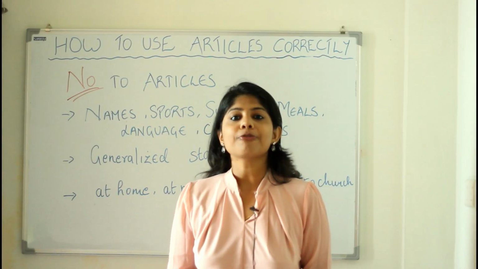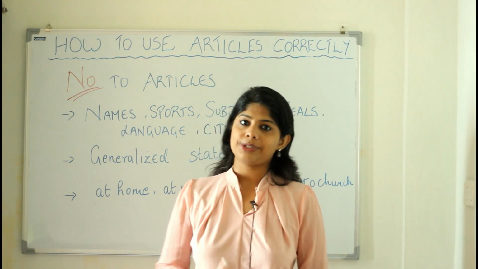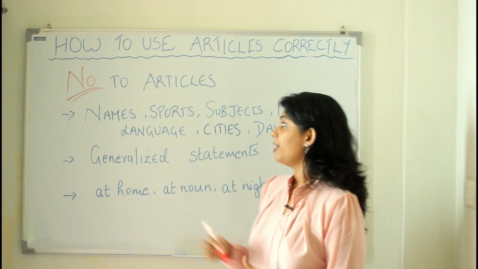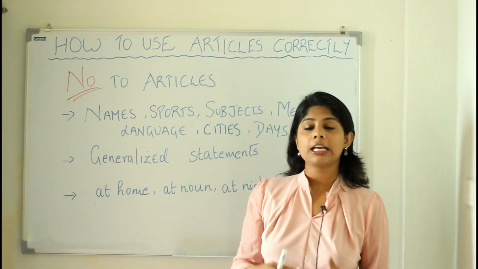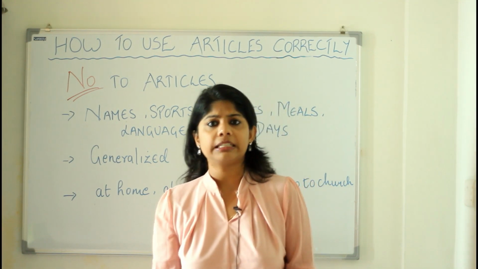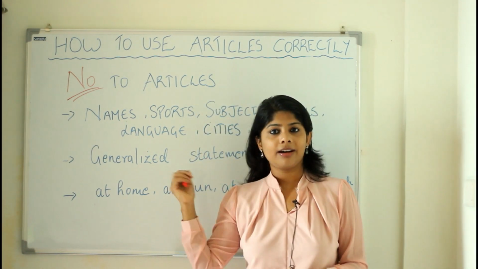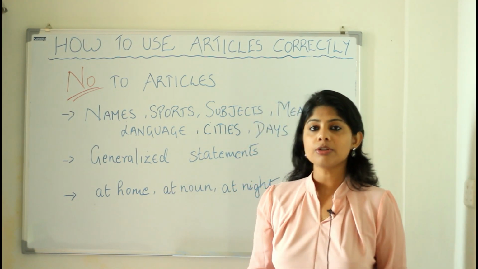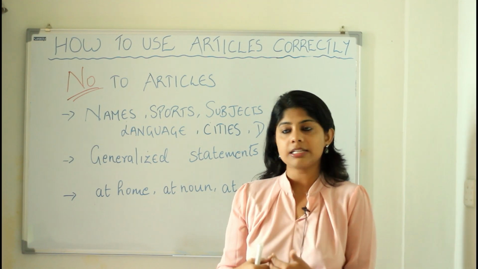Now we've understood where to use articles. Let's now understand when not to use them. Now we do not use articles in the front of names. For example, you do not say the Raj, the Kavita, the Priya. You do not use the in front of the name of sports. You don't say I play the football, I play football, or the cricket.